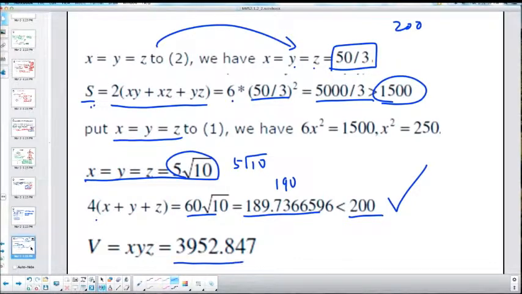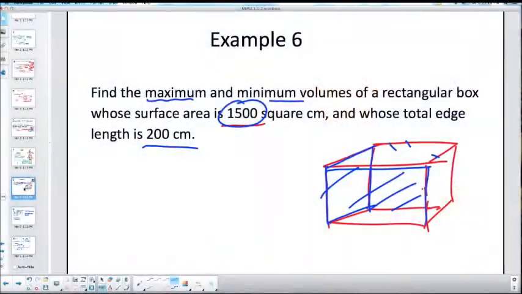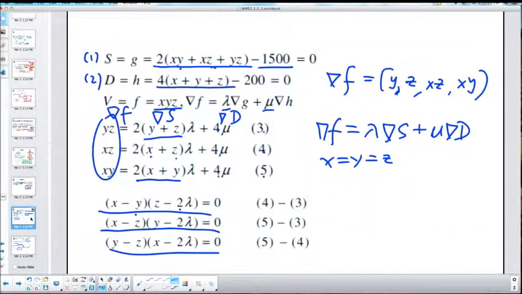The total volume is 3953, rounded up. But to give you a little food for thought, this problem is not quite set right. If I needed to change this a little bit, what I'm going to change is, instead of equal, nobody said you have to be equal. You have to be less. You cannot make what you don't have.